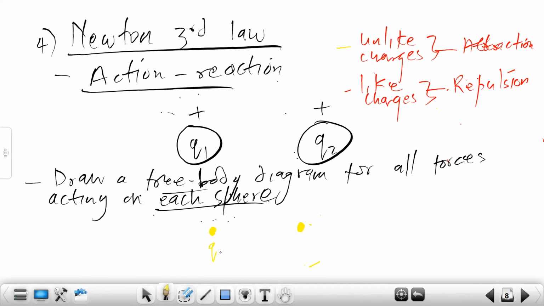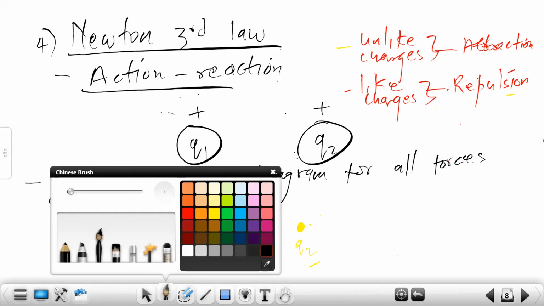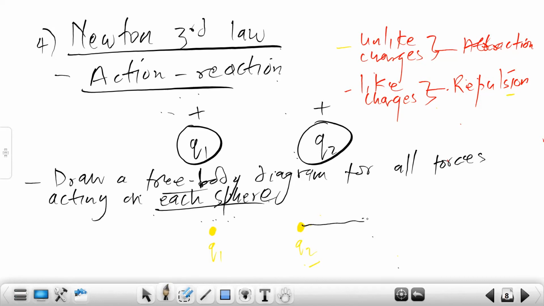So if this is Q1 and this is Q2, because they are pushing away from each other because of repulsion, as well as them being like charges, what do I expect? I expect a force in this direction, and this force is the force of Q1 on Q2. That is very, very important. I will have another force in this direction, and this force is Q2 on Q1. So hence I said there is no way Q1 can apply a force on its own.